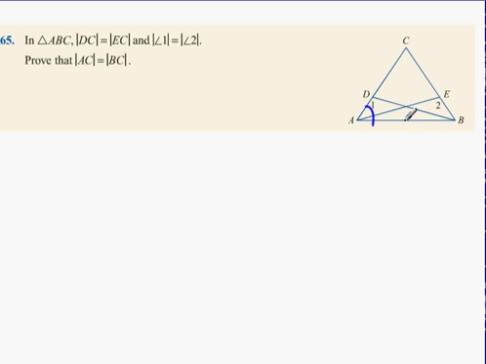By proving that the angle CAB equals the angle CBA, that's proving that it's an isosceles triangle. So we're going to try to prove this. Okay, so that's my target to begin with.